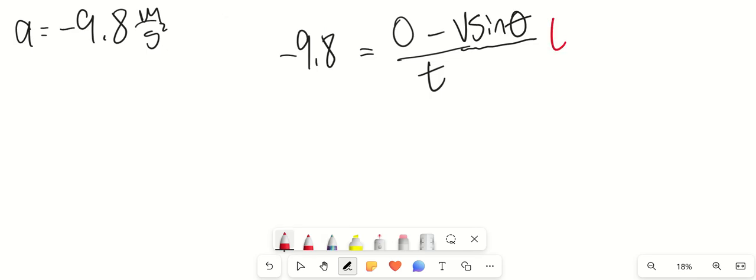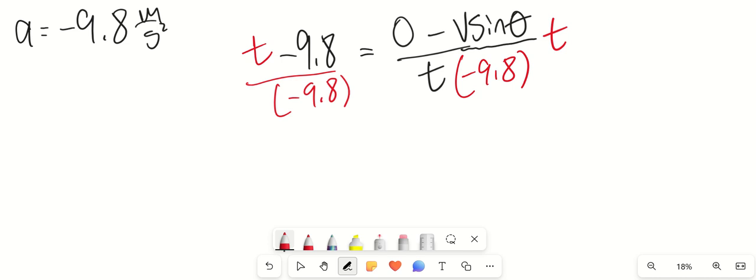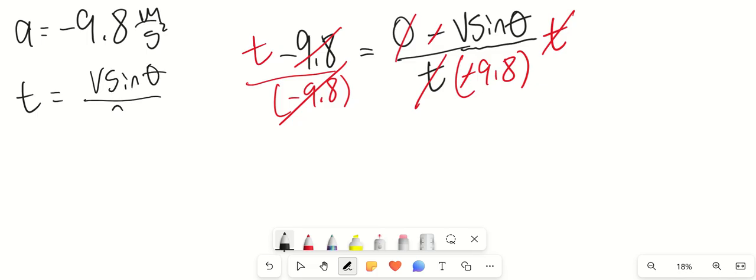So I'm going to multiply both sides by time. I'm going to divide both sides by negative 9.8. And I can see that the times are going to cancel out, my negative 9.8s are going to cancel out. I can ignore the 0. I have negative v sine theta divided by negative 9.8. I can cancel out those negatives. And what this gives me is that my time is going to be v sine theta divided by 9.8.